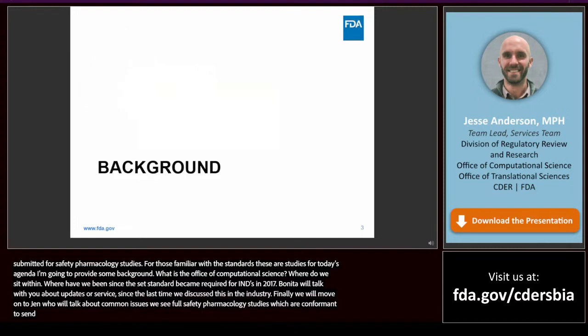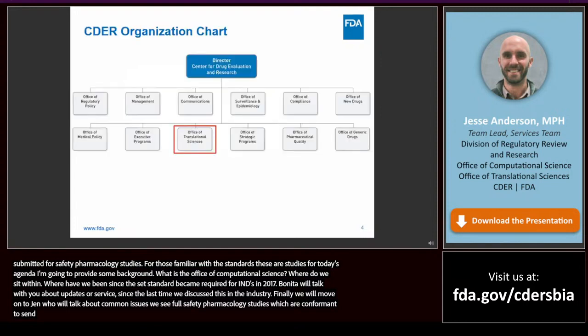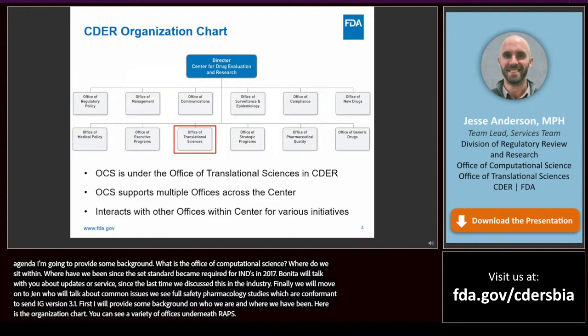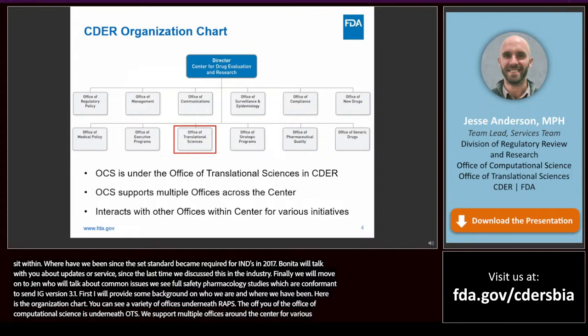First, I will provide some background on who we are and where we've been. Here is the CDER organization chart. You can see a variety of offices underneath CDER with a little red box circling around the Office of Translational Sciences, or OTS. The Office of Computational Science, or OCS, sits underneath OTS. We support multiple offices around the center for various review needs. We also interact with other offices within the center on various initiatives that we will not specifically cover in this call today.